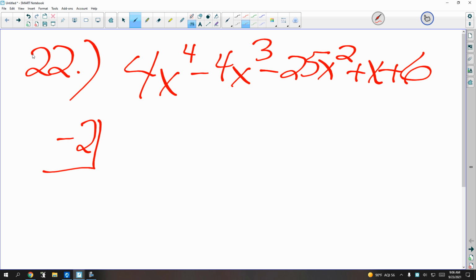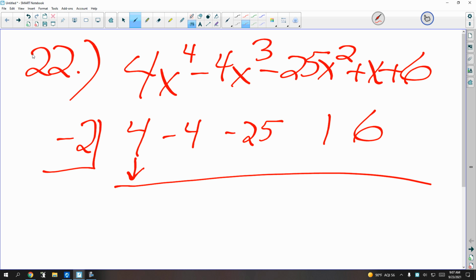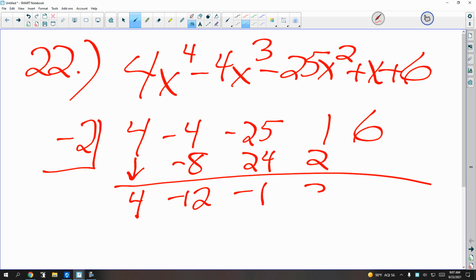Okay. All right. 4, -4, -25, 1, and 6. Are there any powers missing: to the fourth, to the third, to the second, to the first, and a number? No. What should my remainder be? It said it was a root, so it should be 0. Okay, so 4, -8, -12, 24, -1, 2, 3, -6, magic.